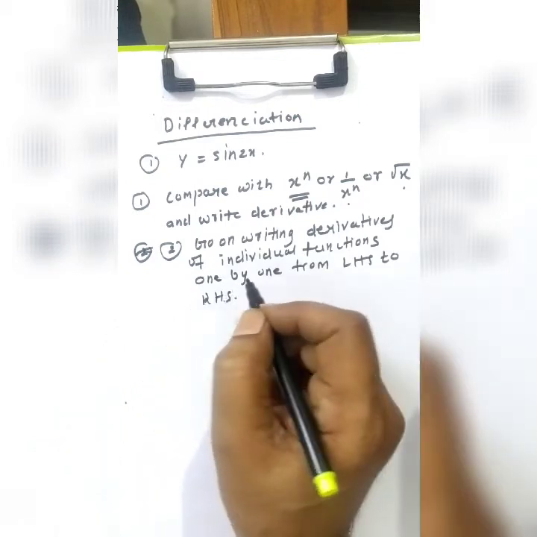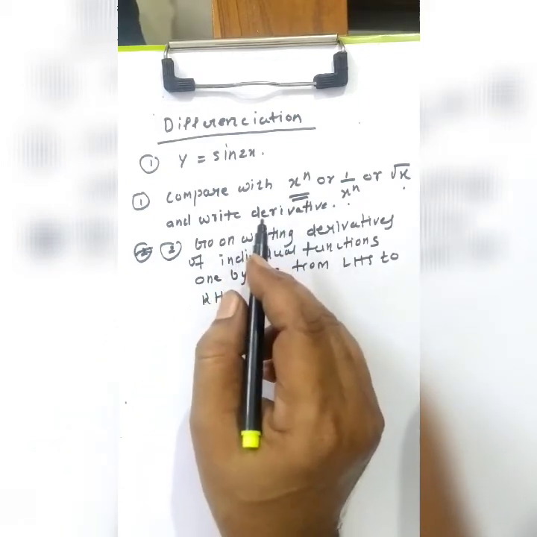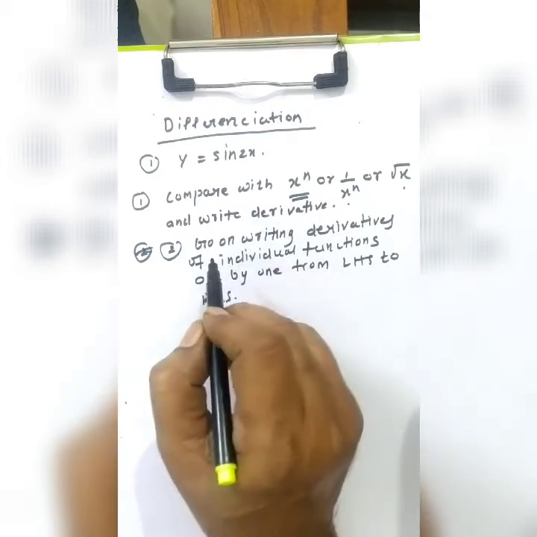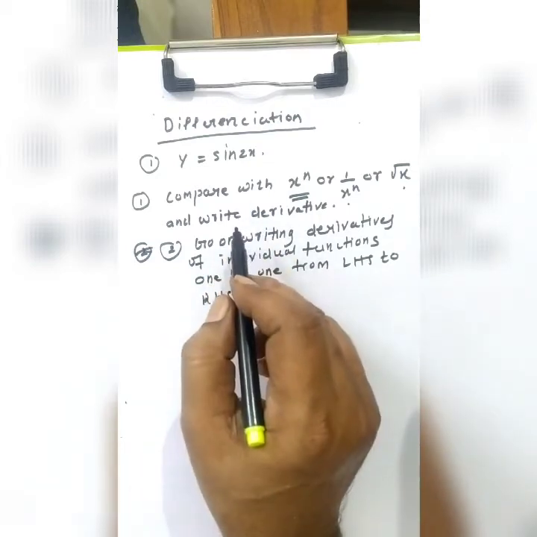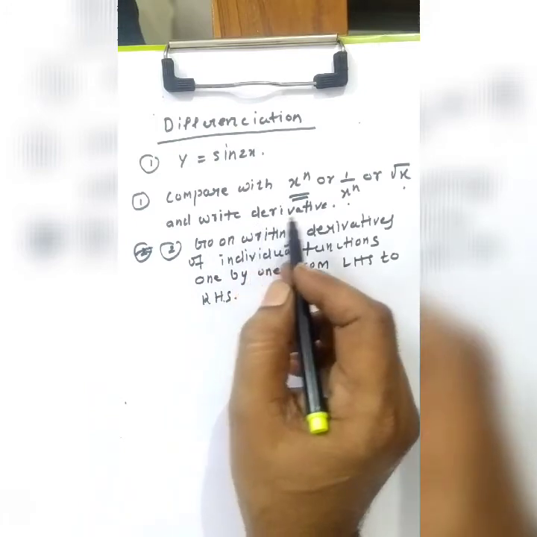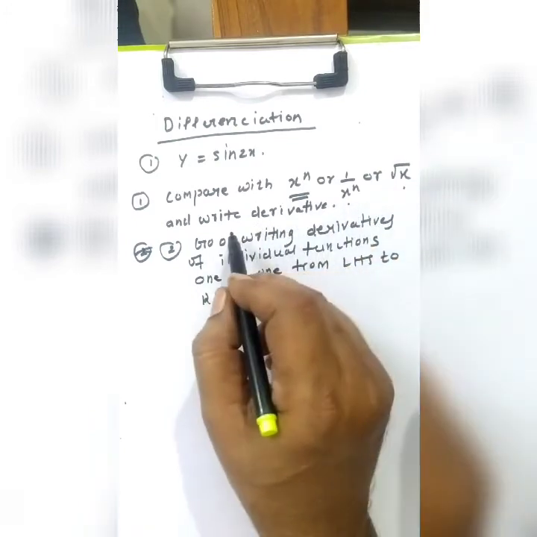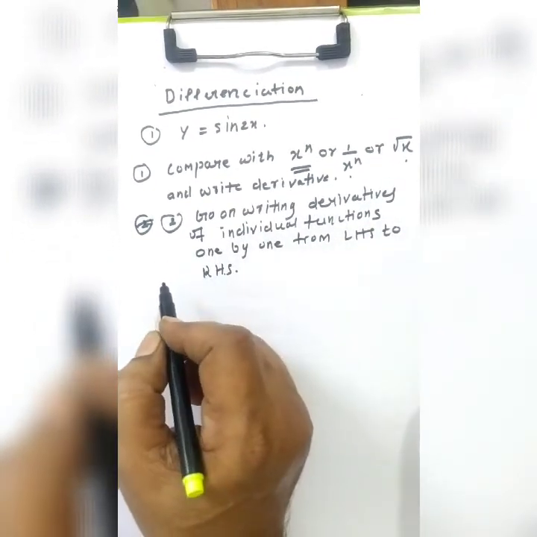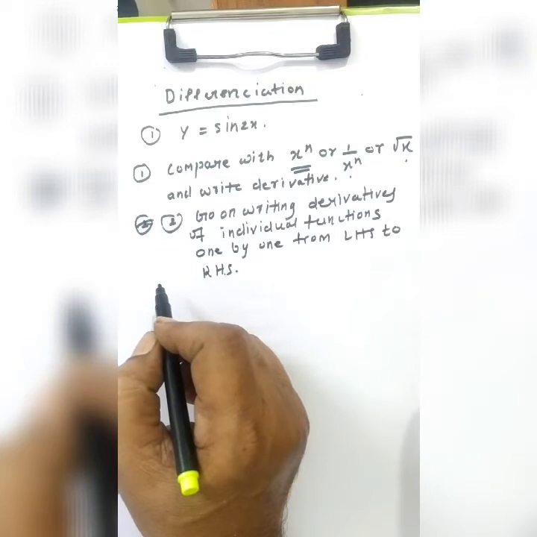These types of steps you cannot find. Don't search in the textbook, you will not find them. Only for easy follow and easy differentiation, I have made these two steps. So your first step will be compare with x raised to n or 1 upon x raised to n or root x and write the derivative. Then second is go on writing derivative of individual functions one by one from LHS to RHS.